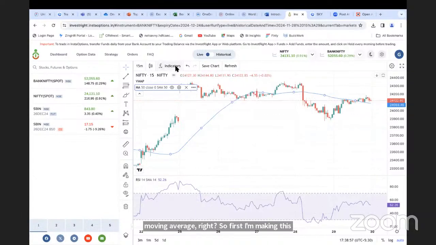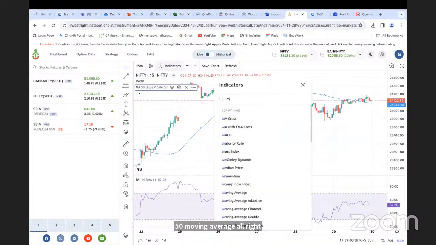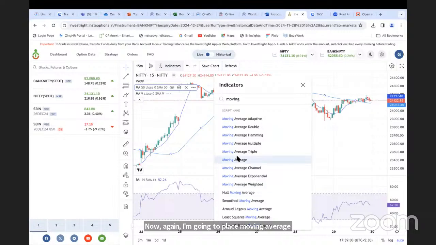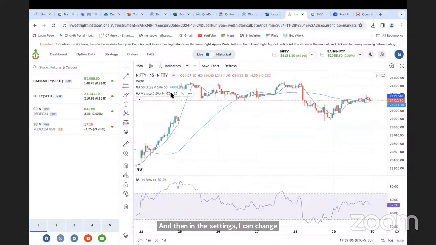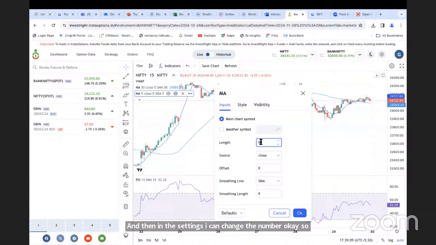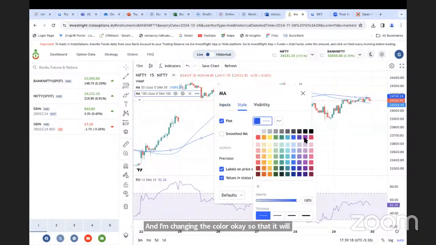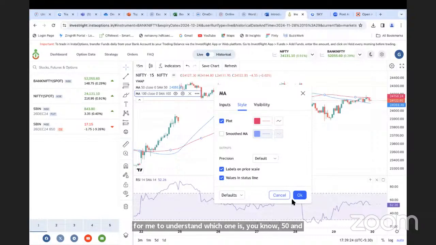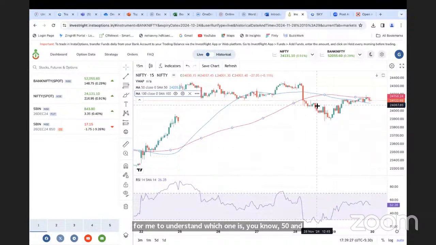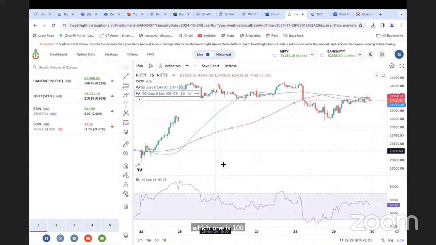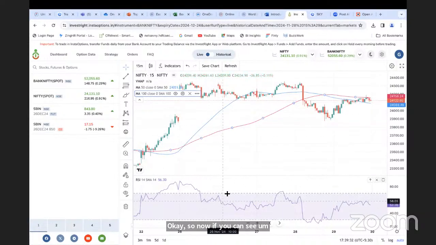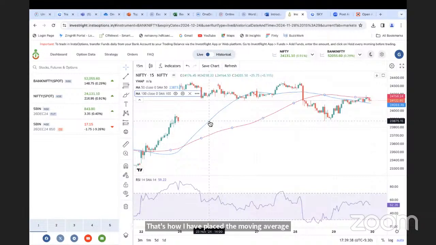Now again I'm going to place a moving average, and then in the settings I can change the number. So for the second moving average, in the settings I'm making this 100, and I'm changing the color, so that it will be easy for me to understand which one is 50 and which one is 100. Now if you can see, that's how I have placed the moving average and the RSI as well. You can also see some of the crossovers.